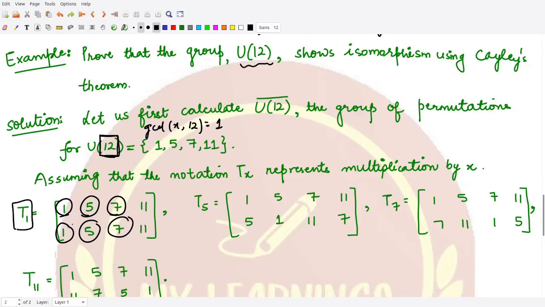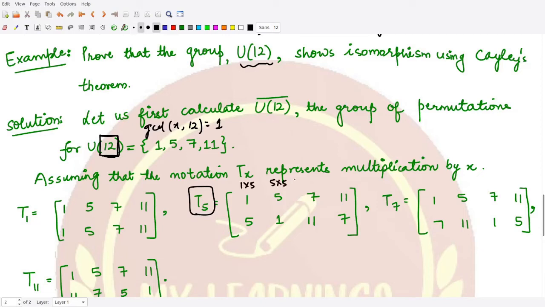For the next one, we have T5. Now T5 means multiplying each of the elements by 5 and then taking modulo 12. So 1 into 5 is just 5. When we take 5 mod 12, it is equal to 5. So the answer is 5. Next we see the element 5 into 5, that is 25. So 25 mod 12: when you divide 25 by 12, you have the remainder 1. So your answer is 1.